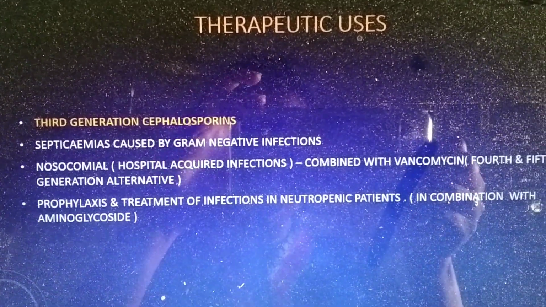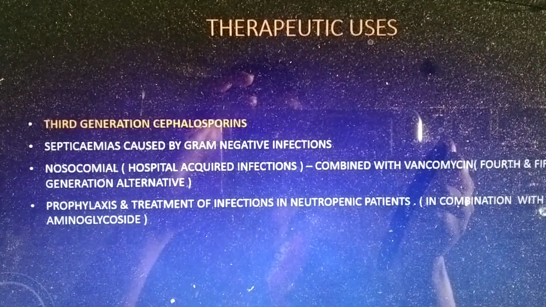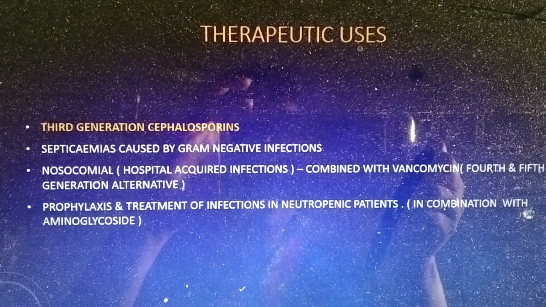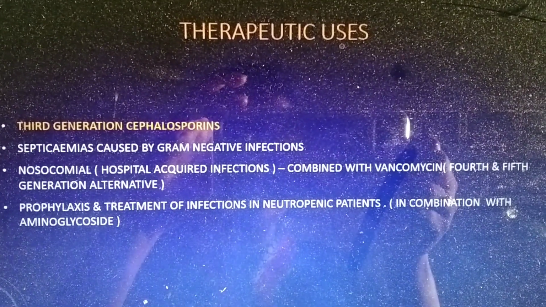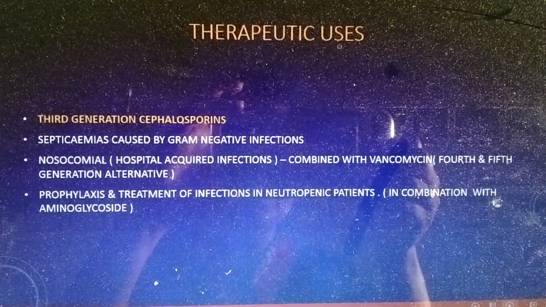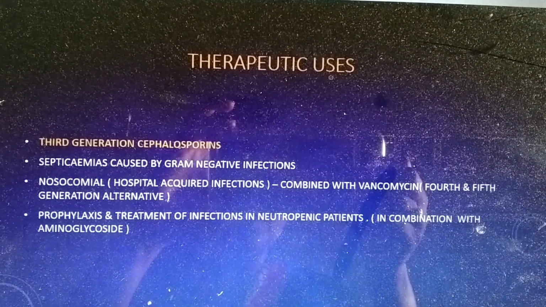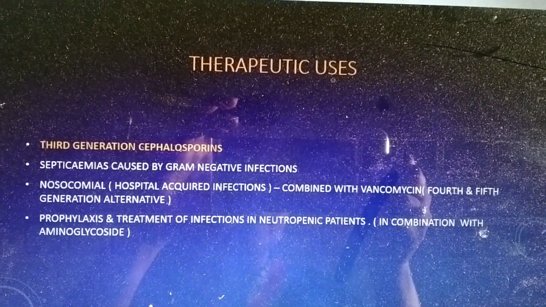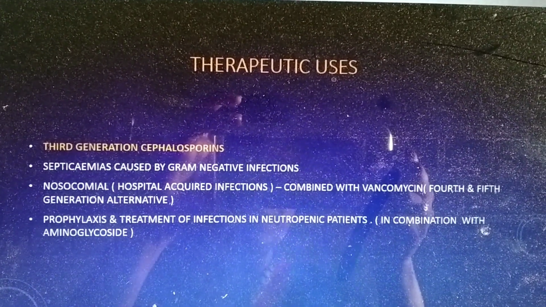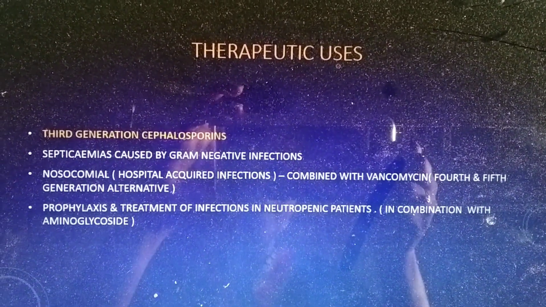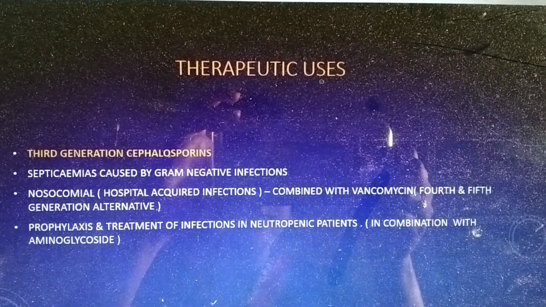Then continuing further with the uses of the third generation compounds, septicemia caused by gram-negative organisms. Then nosocomial infection, that is, hospital acquired infections. Nowadays resistance has developed to the third generation compounds in the organisms causing hospital acquired infections. So fourth and fifth generation compounds are alternatives, and if you want to give the third generation compound, you have to combine it with vancomycin.